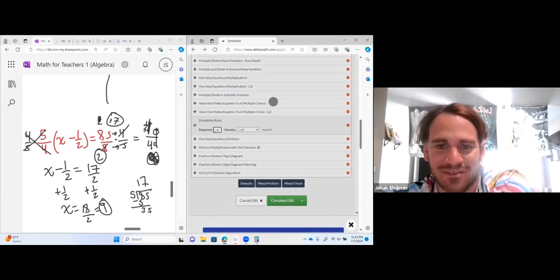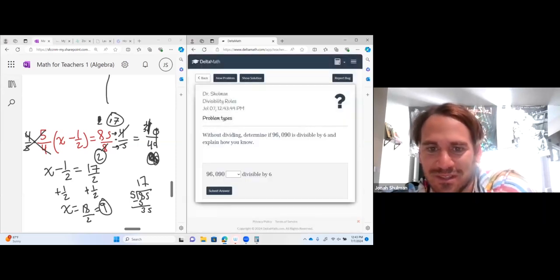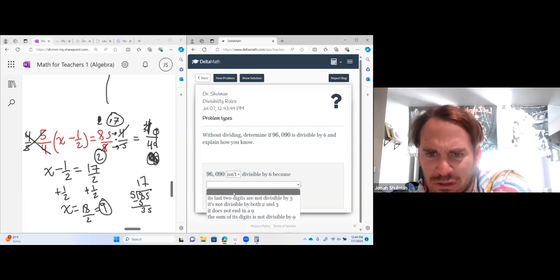All right. So here's some divisibility rules. Without dividing, determine if 96090 is divisible by 6 and explain how you know. I'm going to go with no. It isn't. Its last two digits. Oh, these are the rules.